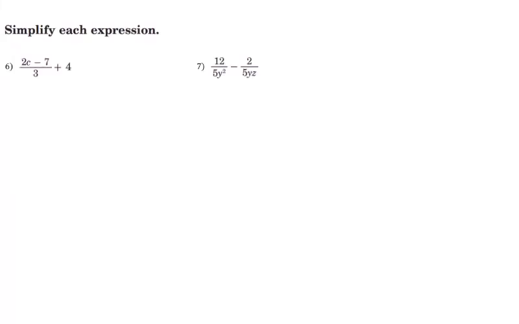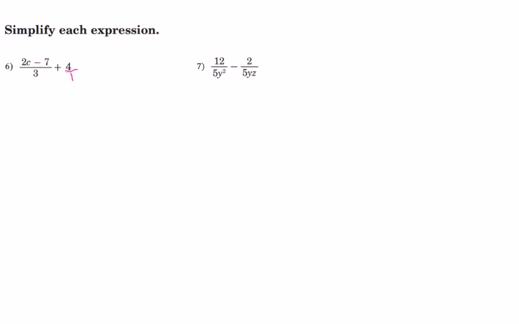All right, now adding and subtracting. So with number 6, here we have one fraction, then we have a whole number here, right? And so remember, what we can do is just put a 1 underneath. Then we want to find a common denominator. So in this case, it's pretty easy.